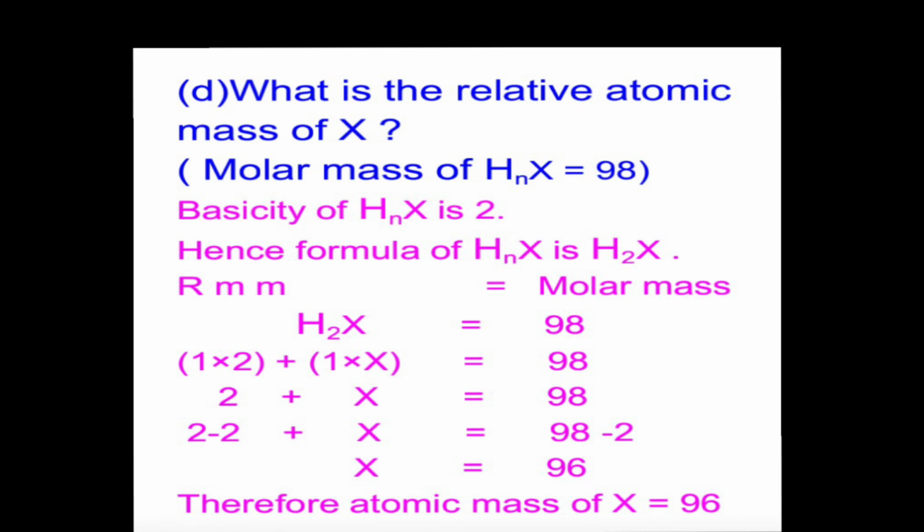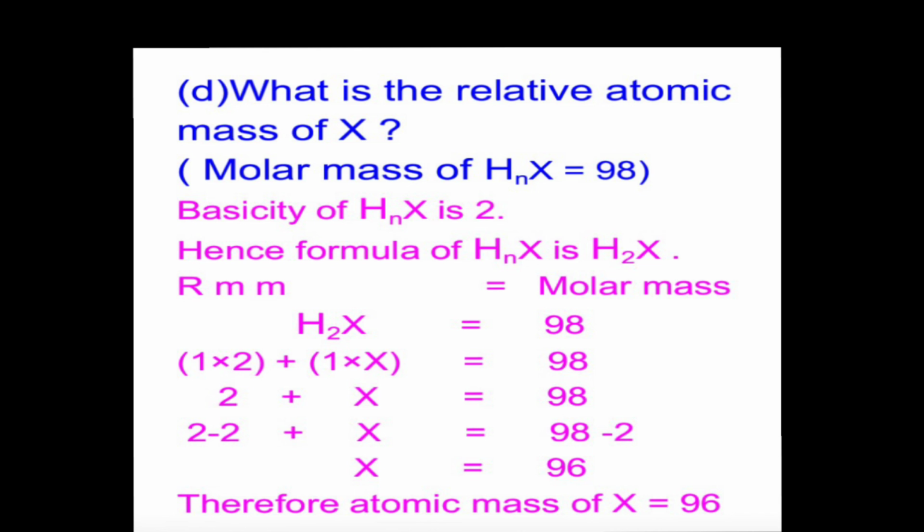Now we have this last question. It is asking us the relative atomic mass of X. In this case, we just need to first get the formula of HnX. When we substitute in the basicity, we shall come up with H2X.